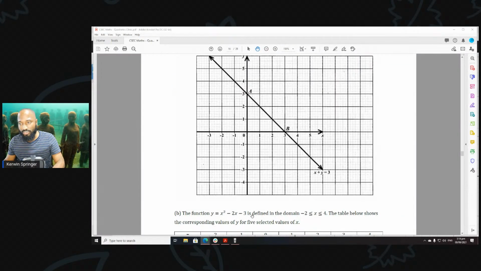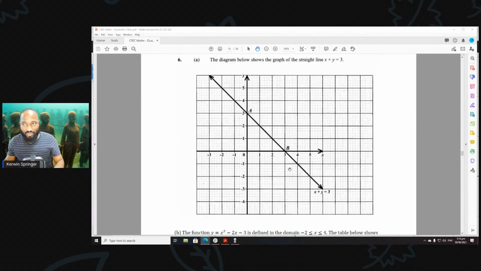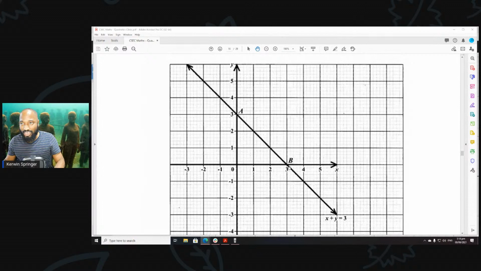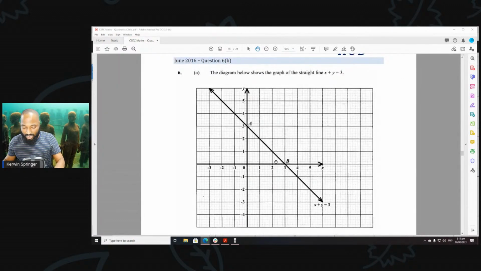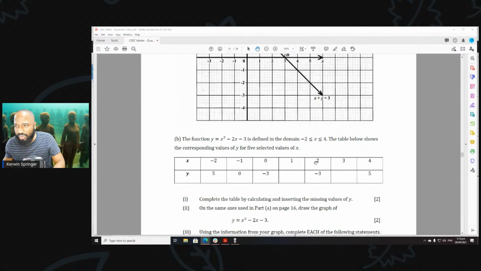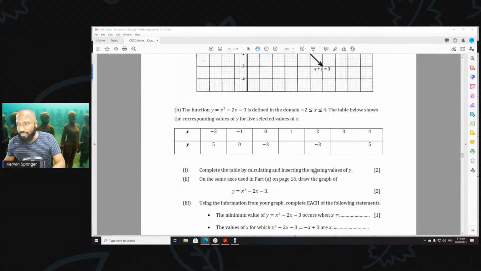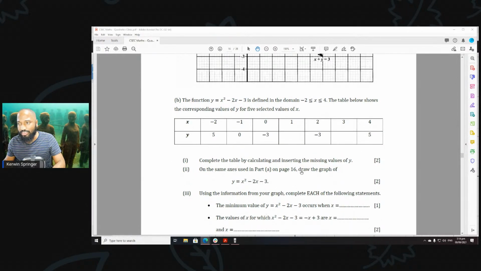Diagram below shows a straight line. The function is defined in the domain from -2 to 4. The table below should bring back this table thing, but they give you a graph, which means I could draw this. My time to shine. I could put on a performance on this one for them. Right, the function we need to complete this. Complete the table by calculating and inserting the missing values of y on the same axis. Draw it. So you need to finish them up.